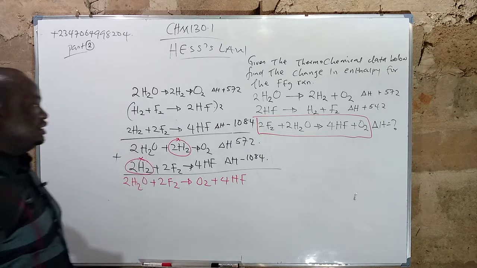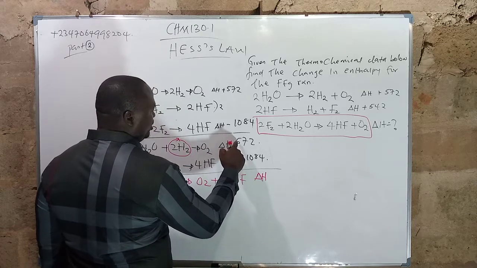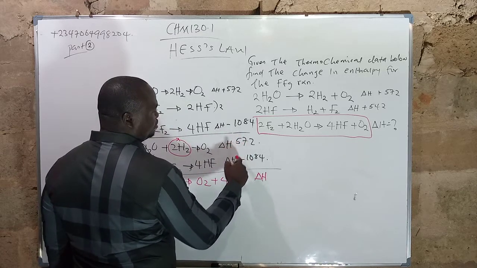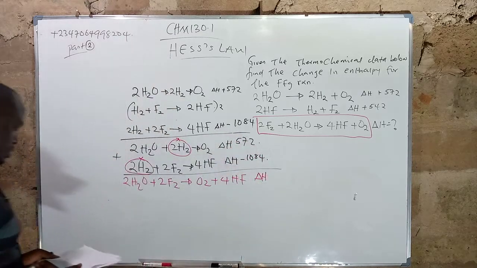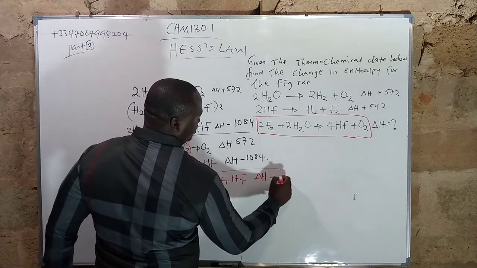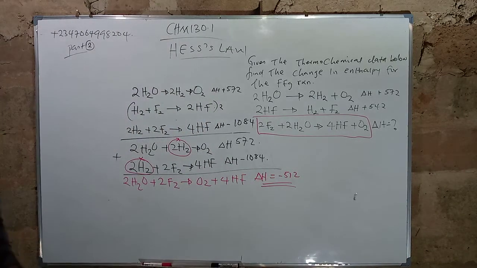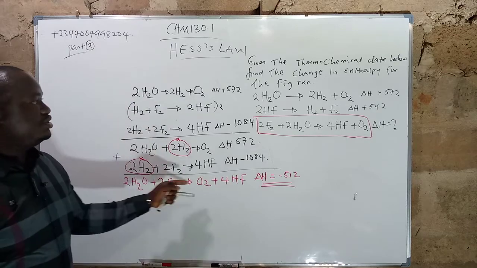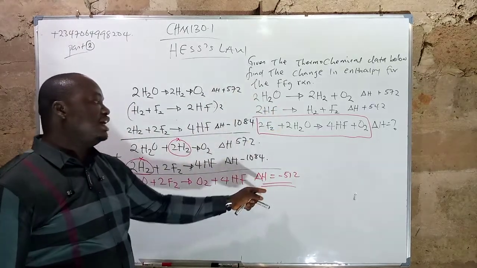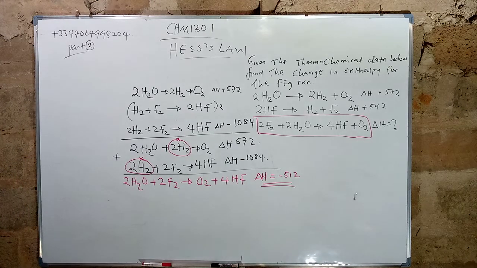Then the next thing is for you to find the delta H. Now, add 572 plus minus 1084, and you should get an answer of minus 512, and that is your delta H. If you get used to this, you don't even need to write this out. Immediately you multiply, divide, and get your delta H, because delta H is what we are interested in. So this is the smallest one, and we're going to continue with the one that is kind of hectic.